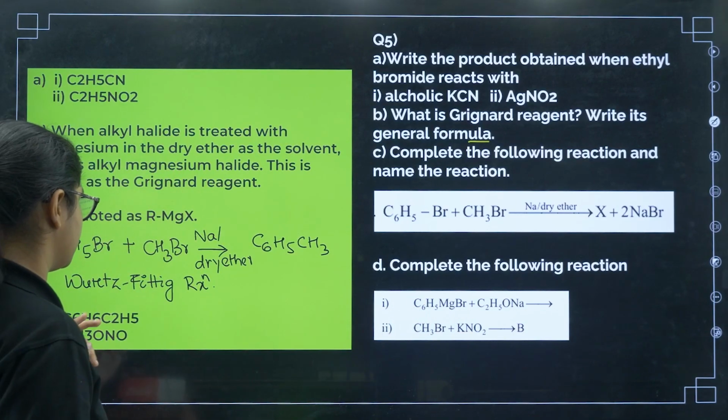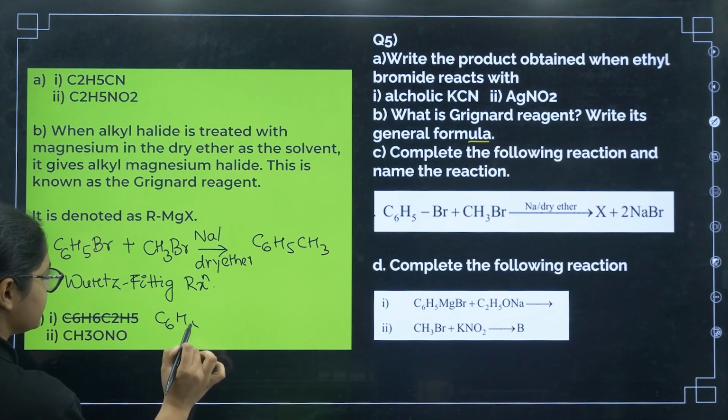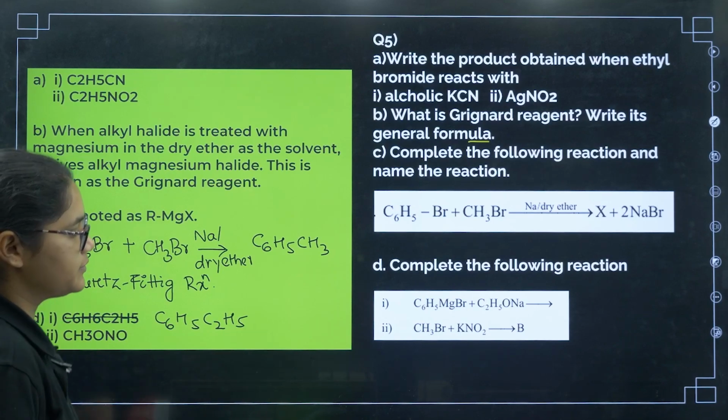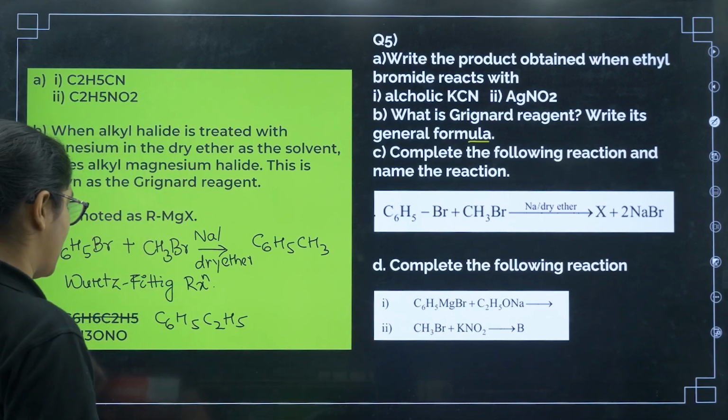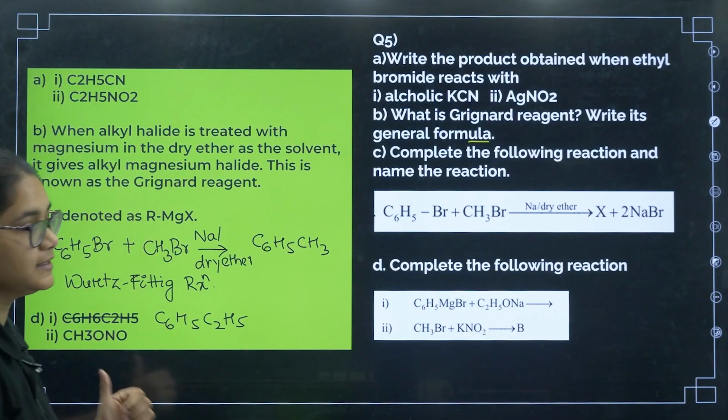Next we have here the product, as I say, it will be RR'. So C6H5 and C2H5. I have written C6 by mistake, so it's C6H5, C2H5. Next we have here KNO2. It will add ONO, so you will get CH3ONO. You can see here.